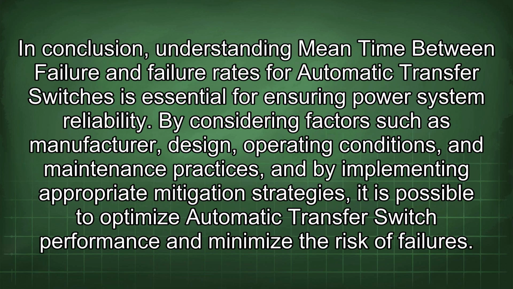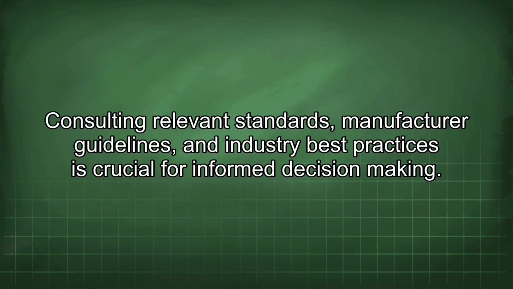In conclusion, understanding mean time between failure and failure rates for automatic transfer switches is essential for ensuring power system reliability. By considering factors such as manufacturer, design, operating conditions, and maintenance practices, and by implementing appropriate mitigation strategies, it is possible to optimize automatic transfer switch performance and minimize the risk of failures. Consulting relevant standards, manufacturer guidelines, and industry best practices is crucial for informed decision-making.